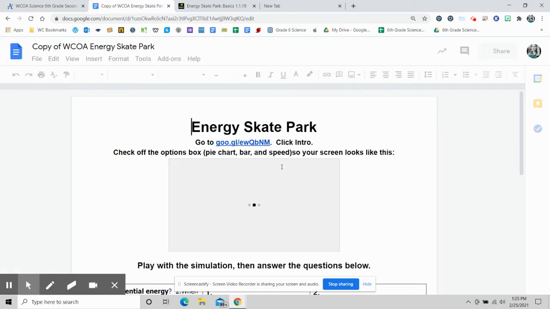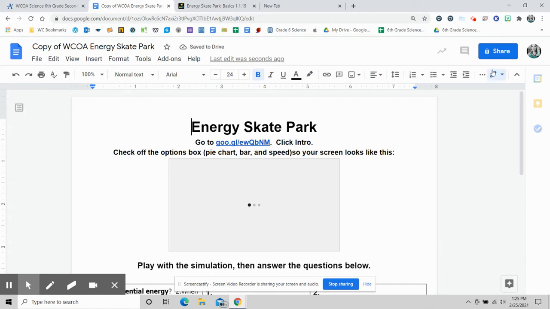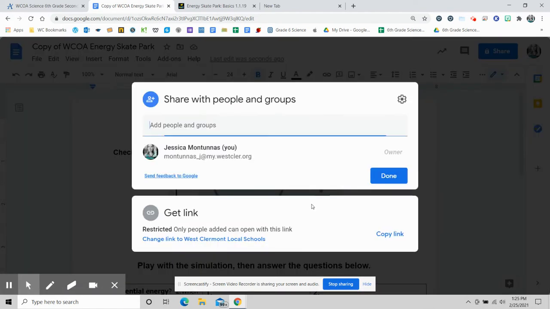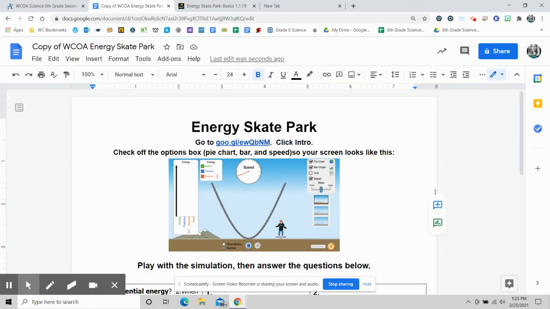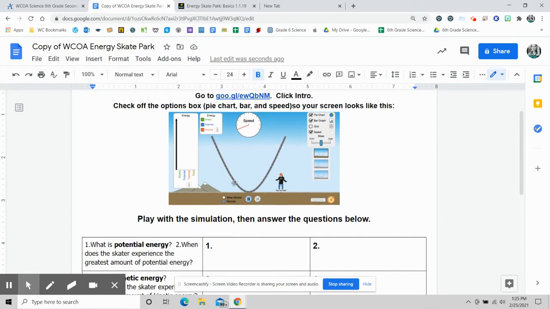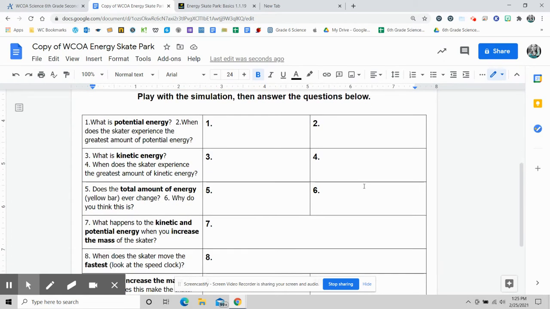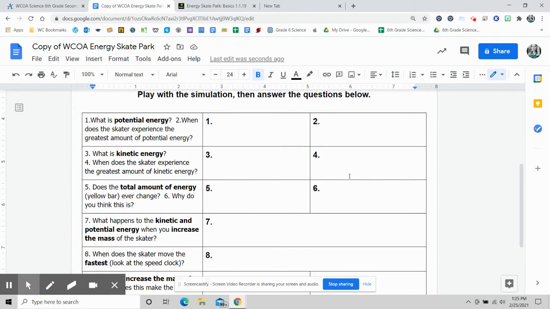And then the very first thing that you need to do when you make the copy is go up here, hit that blue share button, and share this assignment with me. That way when you turn it in, I can access it and I'll be able to grade it. So this is just showing you what it should look like, and you should have these options checked. When we look down here, it says play with the simulation and then answer the questions below.